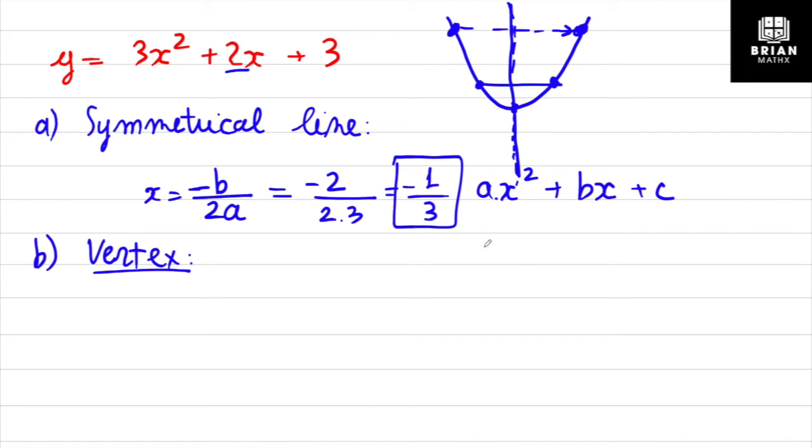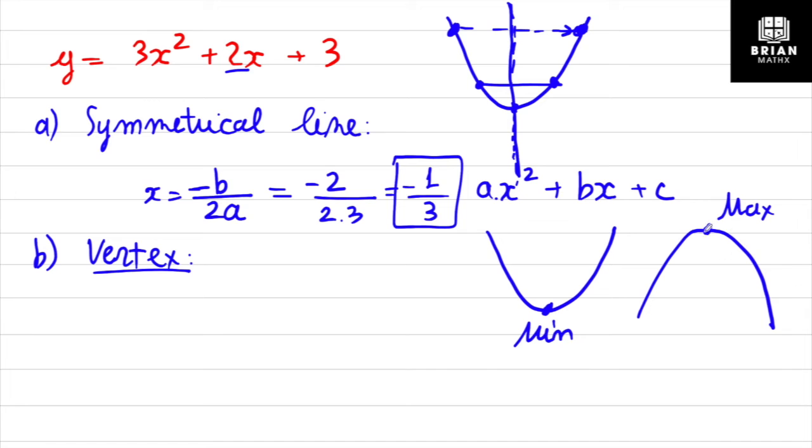The vertex is a minimum or maximum point. When you have a quadratic equation in this form, this one is the vertex, and you have the form like this. This one will be the max point. Of course, the same name for this one is vertex. And you know about the symmetrical line. How can you find the vertex?